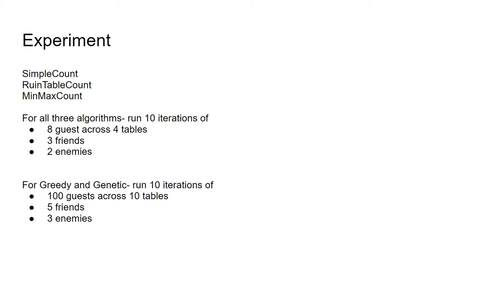For all these algorithms, we did 10 iterations of 8 guests spread across 4 tables with a maximum of 3 friends per guest and a maximum of 2 enemies per guest. And then for just greedy and genetic, we did 10 iterations of 100 guests across 10 tables with a maximum of 5 friends each and a max of 3 enemies each, since those were able to complete in a much faster time than our backtracking.